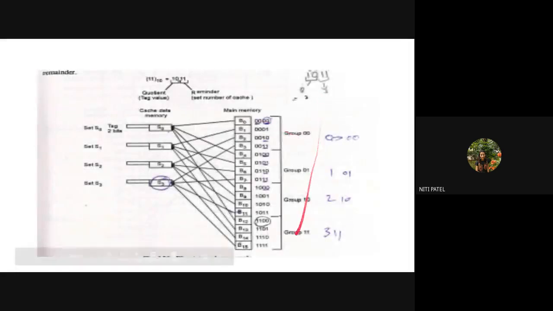Let us take one more number, say suppose B7. I want to find out which particular cache slot 7 belongs to. What is the block number in the main memory? Block number is 7. I have to mod that 7 with the total number of slots in the cache. How many slots do I have? I have 4 slots. So divide 7 by 4. What is the quotient? Quotient is 1. What is the remainder? 3.